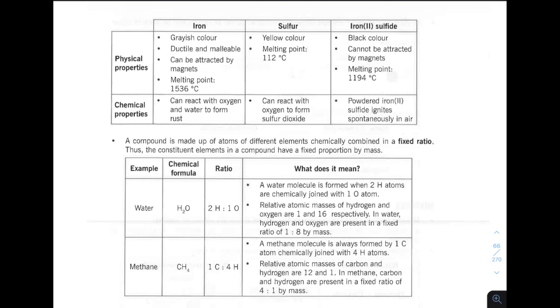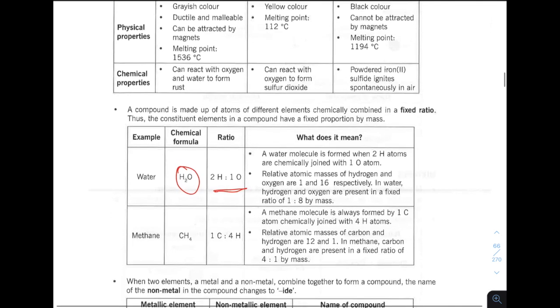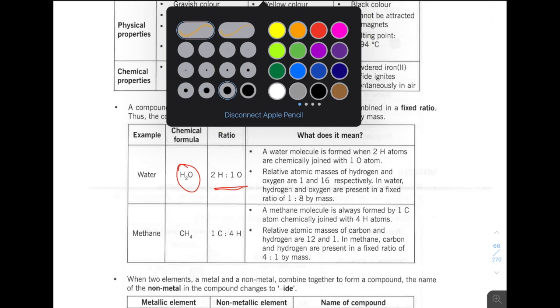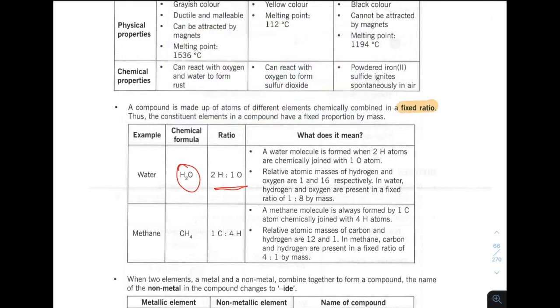So the water in the ocean, the water in the tap will also follow this chemical formula of H2O, which has two hydrogen atoms to one oxygen atom. Okay, same for methane, which is another example, a gas. So that's what they meant by fixed ratio.